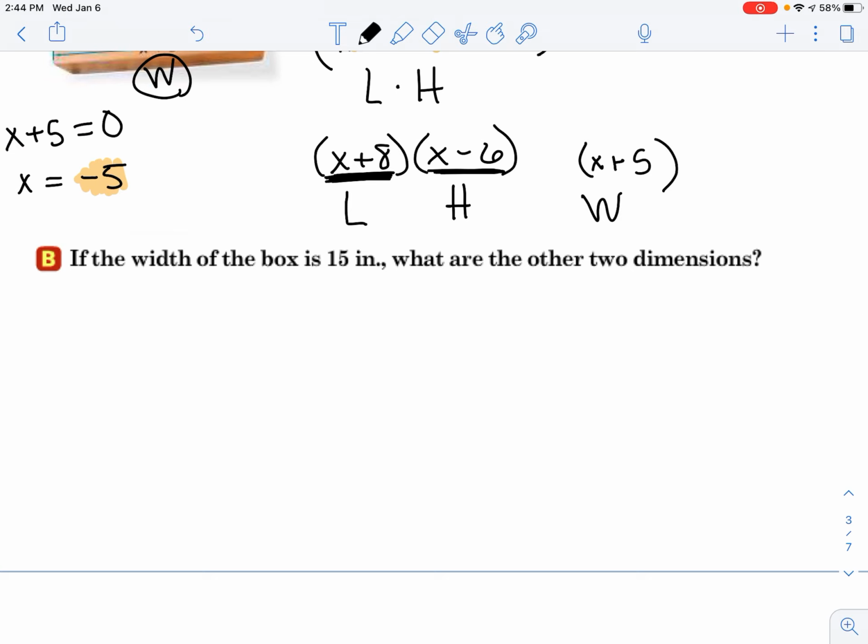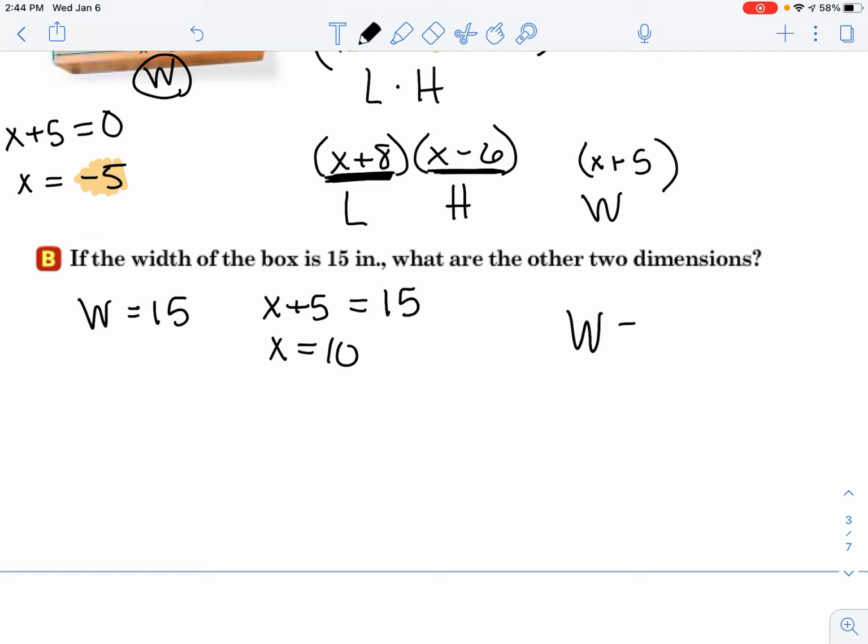Now it says, what if the width, the W, is 15? What are the other two dimensions? This is not a problem. We totally have this. So it says the width is 15. Well, if the width is 15, that means that x plus 5 from the problem above is 15, which means x, take away 5, is 10.